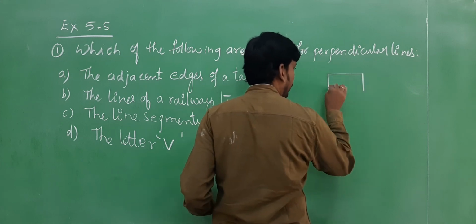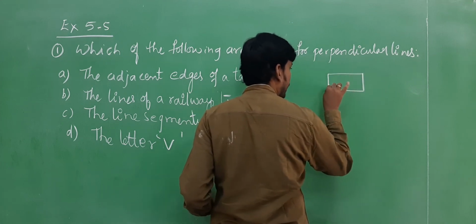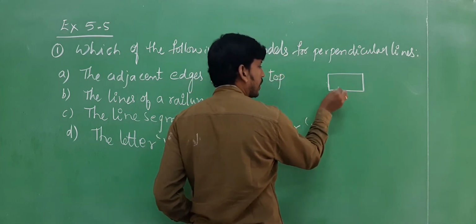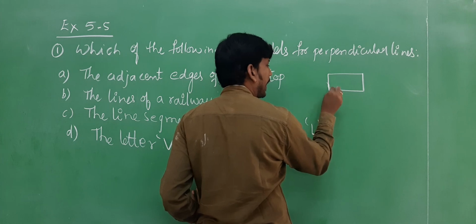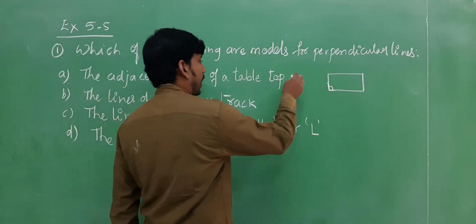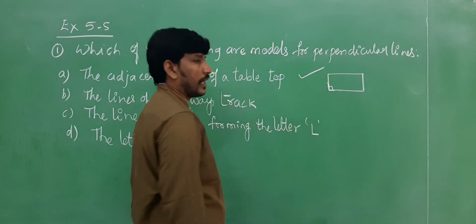The tabletop looks like a rectangle or a square shape. Right. The adjacent sides of these two. See this here, these two are adjacent sides. The edge is a right angle. Yes, these two are perpendicular lines.